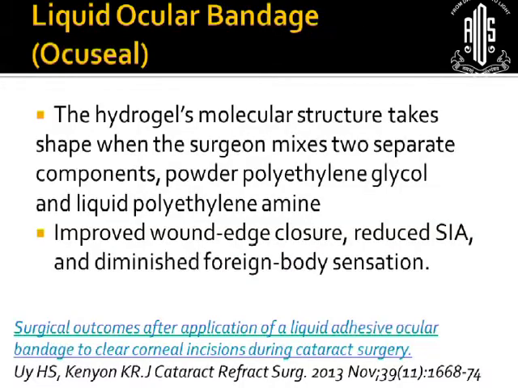Now with corneal incisions, recent reports have started coming that these patients are predisposed to endophthalmitis. So what people are now shifting towards is that they will either put one suture, or there is something which is being started, liquid ocular bandage and OcuSeal, where they say that if you use this, the wound edge closure is better and there is reduced surgically induced astigmatism, that is the wound drag would be less, and also there is diminished foreign body sensation. I don't think all of us are using it as of now, but this is what is being advocated.